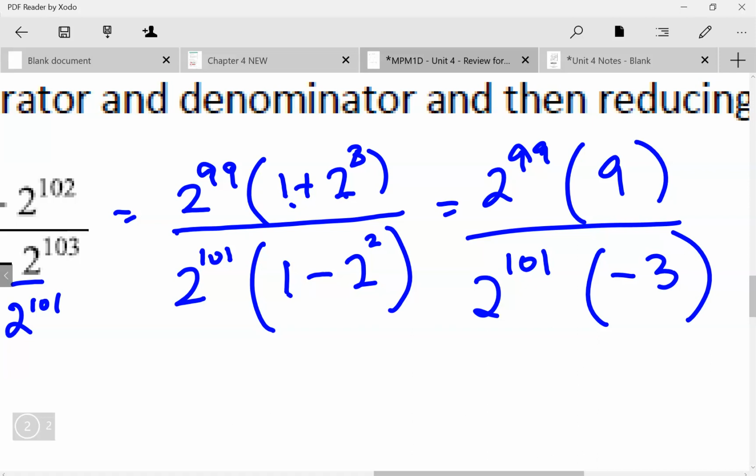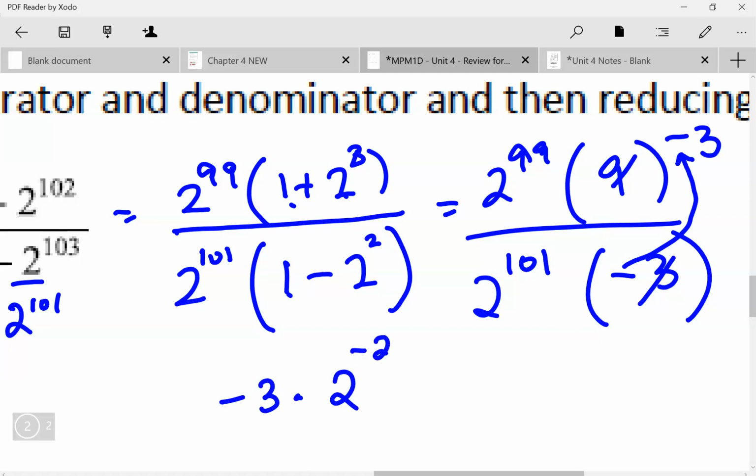I can cross cancel this 9 and this negative 3 to give me negative. Again, I'm moving the negative to the top because I like my negatives in the numerator. So I get negative 3 multiplied by 2 to the power of negative 2, because I do 99 minus 101.